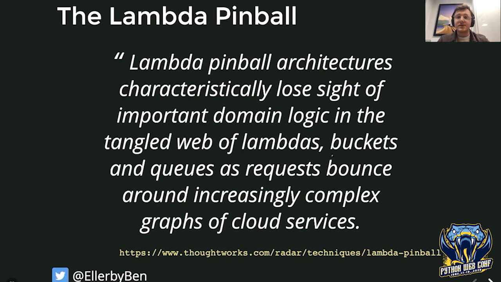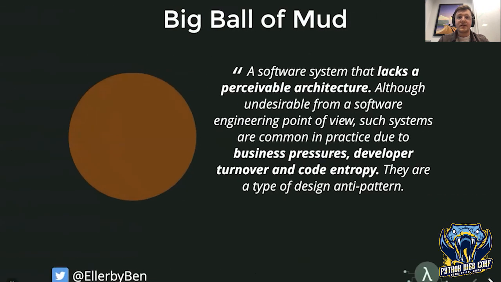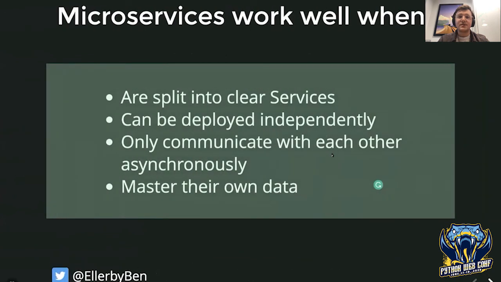Not only is this hard to reason about in terms of observability, it's very hard to change a system with so much interdependency and chaos. This is how we get to our big ball of mud in a serverless architecture. So how do we avoid this? Well, microservice architectures work best when there's a clear split into services, services being sort of a layer on top of the underlying business processes.